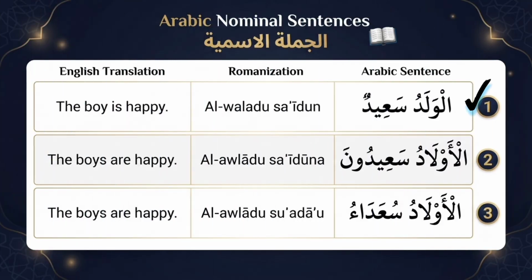الولد سعيد. Meaning, the boy is happy. The second sentence is with a broken noun as its subject with a regular masculine plural as its predicate. الأولاد سعيدون. The boys are happy. الأولاد سعداء. Meaning, the boys are happy.